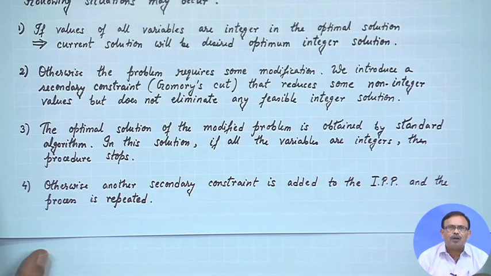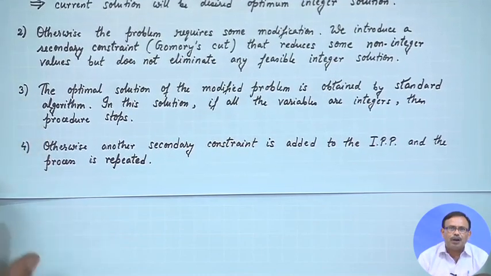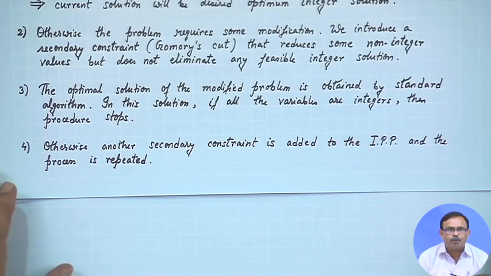So, we are introducing one constraint which is known as Gomory's constraint or Gomory's cut, which will remove some non-integer values, but it will not affect the already integer solutions which are feasible. The third step is that the optimal solution of the modified problem is obtained by the standard algorithm. In this solution, if all the variables are integers, then your procedure stops here.